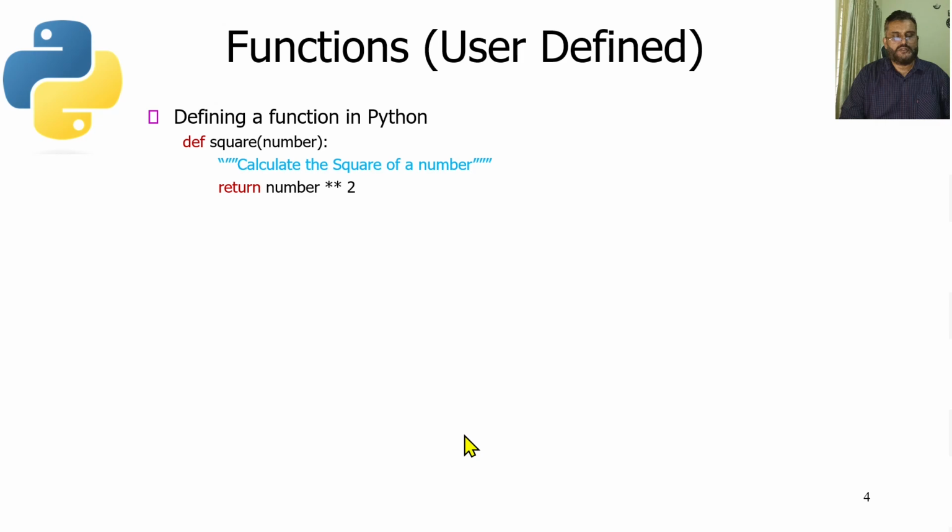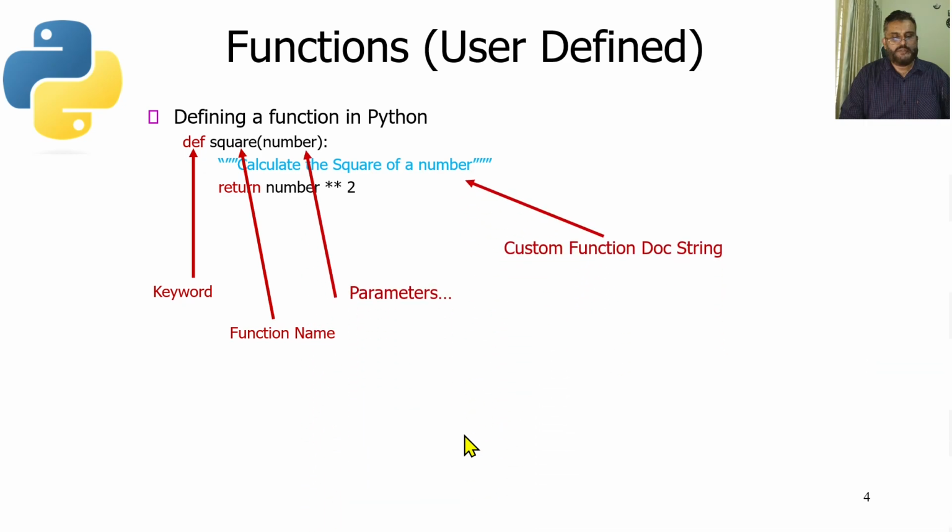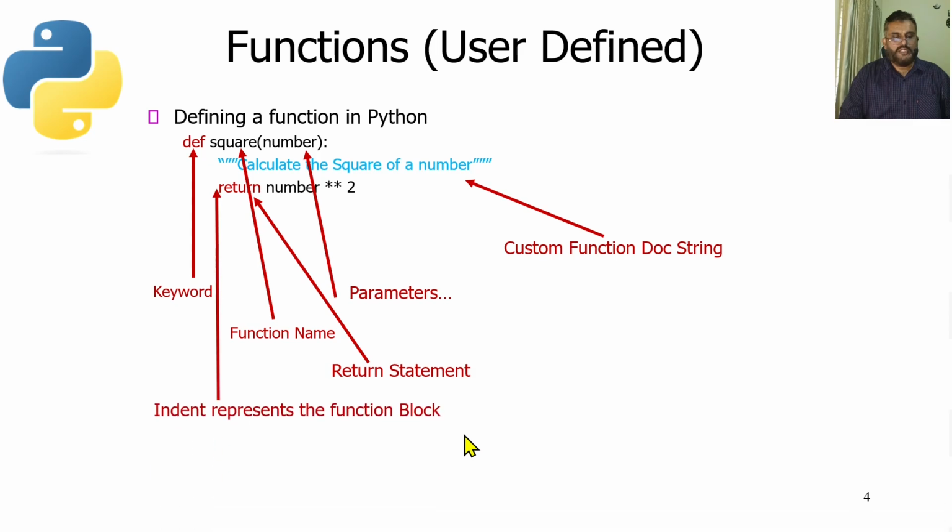Now let us break this down into how we can write functions by looking at each of the components of this definition. First we need to provide the def keyword, then we need to give the function name, then we can provide one or more parameters. We can also give a custom function docstring, which provides help to the user on what is going on inside the function. Then we may also have a return statement, and this indentation shows that this is the function block.